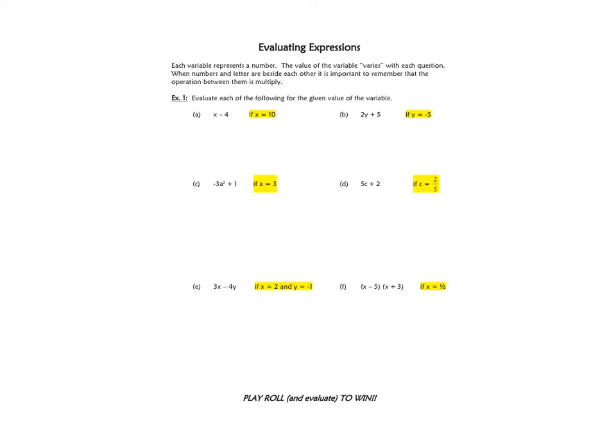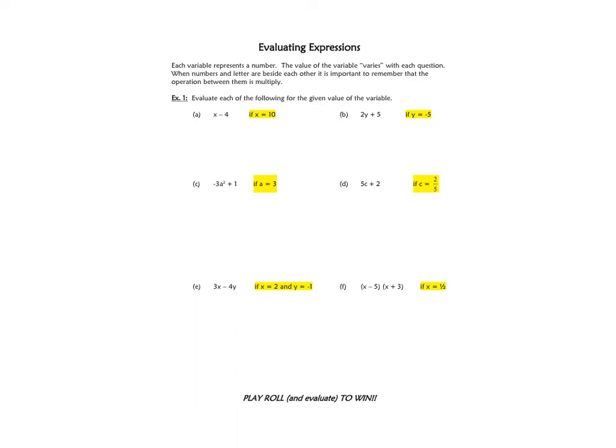So if you look at the top of the lesson page here, it says each variable represents a number. The value of the variable varies with each question. As we go through each of these examples, you'll see that each of the letters equals a different number. What we're going to learn for this lesson is just how to input that number into where the variable lies in the question. It says when numbers and letters are beside each other, it's important to remember that the operation between them is to multiply.